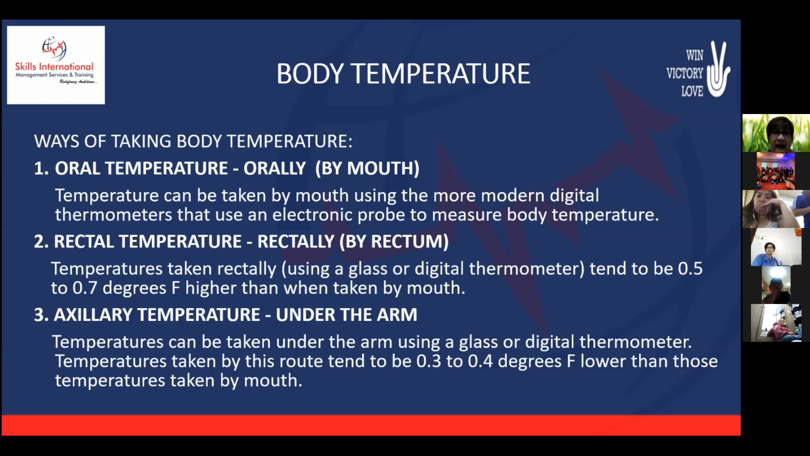Axillary temperature is taken under the arm, sa kilikili ito. So temperatures can be taken under the arm using a glass or digital thermometer. And temperatures taken by this route tend to be 0.3 to 0.4 degrees Fahrenheit lower than those temperature taken by mouth. So yung axillary ngayon, 0.3, 0.4 lower than the mouth din. So yung oral natin, yung rectal natin naman is higher ng 0.5 to 0.7. So talagang may variation, hindi siya pare-pareho.